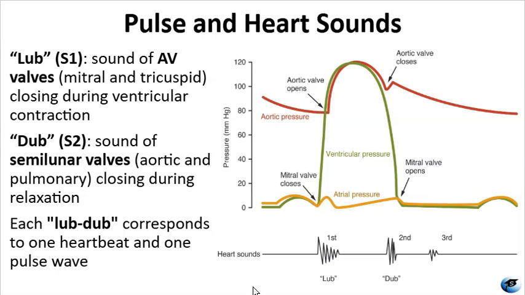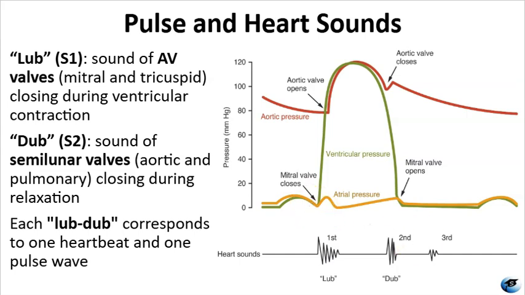First, the lub, or the S1 sound, occurs when the atrioventricular valves, the AV valves, close. This happens at the start of ventricular contraction as pressure in the ventricles rises. So this is what's called the systole. The ventricular contraction is the systole. And then on the diagram, you can see this labeled at the point where ventricular pressure rises above atrial pressure.